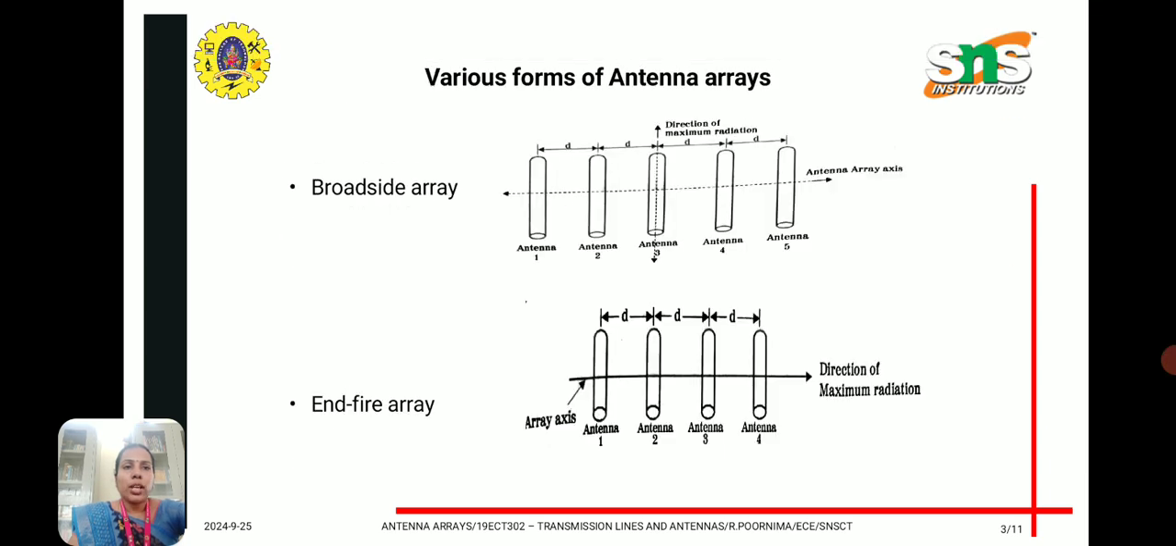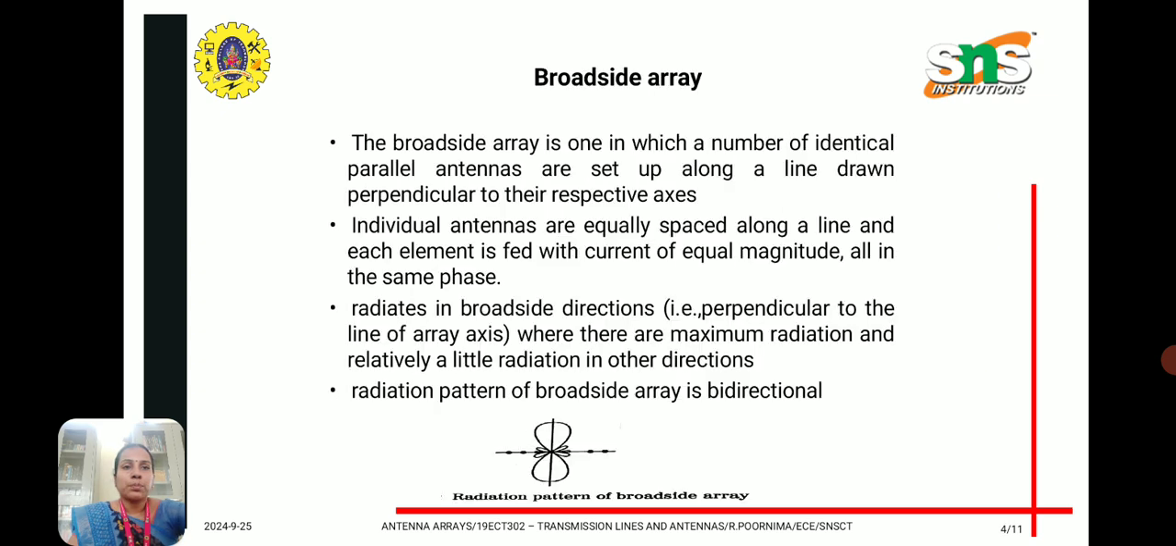The types of array antennas are the broadside array and the end-fire array. In the broadside array, the direction of maximum radiation is perpendicular to the antenna array axis. In this diagram, 5 antenna elements are taken, equally spaced with a spacing of d, and the direction of maximum radiation is perpendicular to the array axis. In the end-fire array, the direction of maximum radiation is parallel to the array axis.